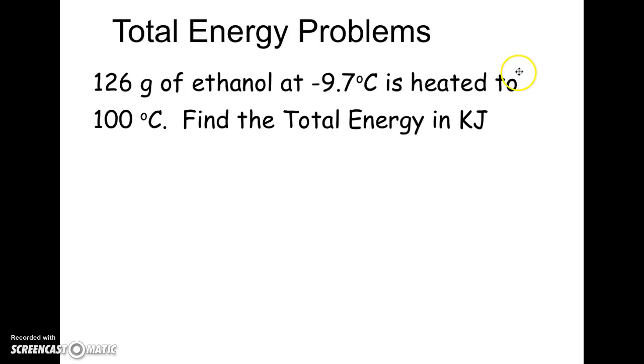When you draw a time temperature graph, there are some steps you're going to want to take in order to label it properly so you can understand where you are in this problem. So assume that you have 126 grams of ethanol and it's starting at negative 9.7 degrees Celsius, and then you heat it to 100 degrees C. I'm asking you to find the total energy in kilojoules.